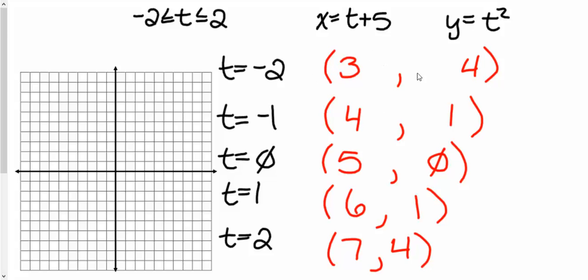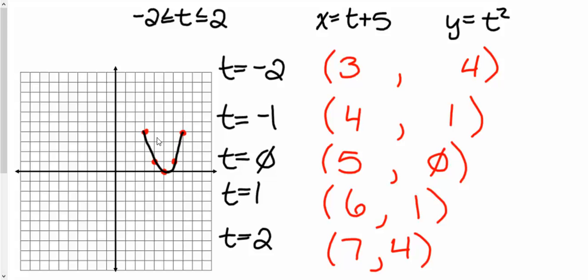Now here's how we're going to do this. We are just going to plot these coordinate points up in order. So 3, 4 over 3 up 4, 4, 1 over 4 up 1, 5, 0, 6, 1, and 7, 4. Now I'm going to connect these with a smooth curve, and you can tell this is kind of a parabola here.